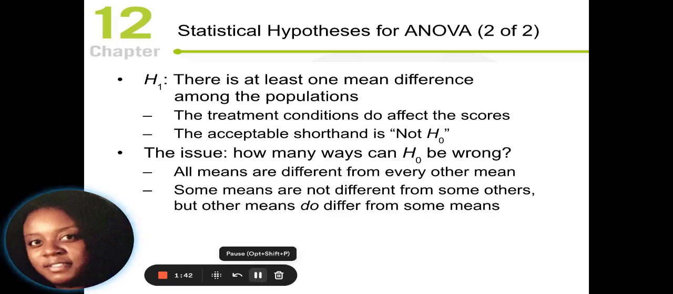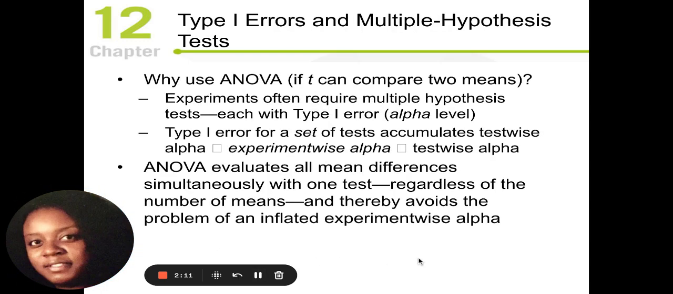We also have hypothesis 1, which says there is at least one mean difference among the populations, and the treatment conditions do affect the scores. It's the acceptable shorthand for not having the null hypothesis. The issue is how many ways can the null hypothesis be wrong? By all means, they could all be different from every other mean, or some means are not different from some others, but other means do differ from some means.